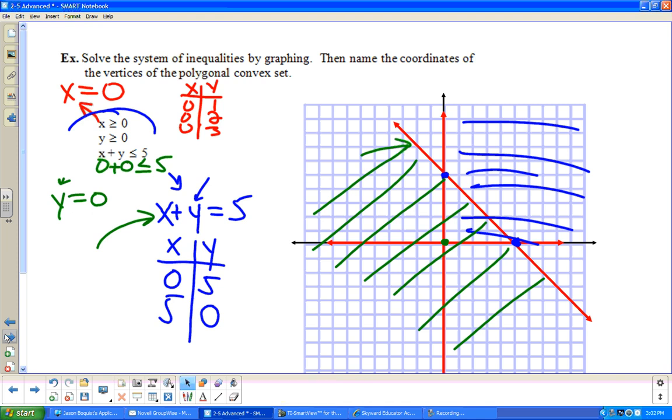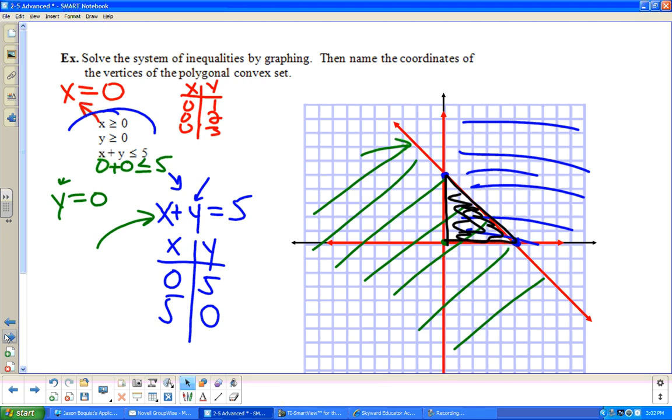Now remember, if it's a system of inequalities, you want to know where they shade together. Where do they overlap? Somebody was chasing the triangle with their pen, and that's exactly where it goes. It shades in here. Agreed? So all of these are answers.